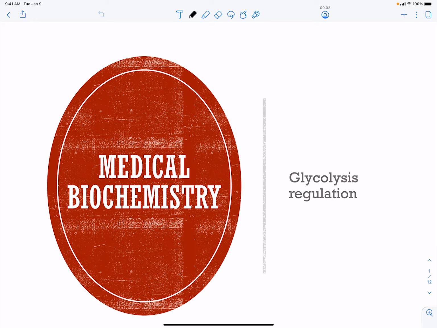All right, so glycolysis is a process to generate ATP. So it's going to be tightly regulated because if you don't need ATP, you're going to have to do something else with the carbons in your glucose molecules.